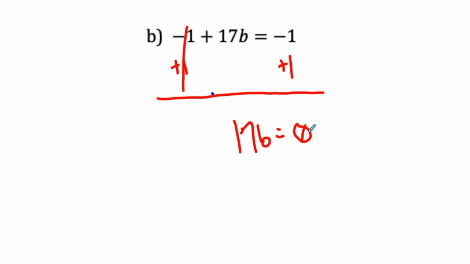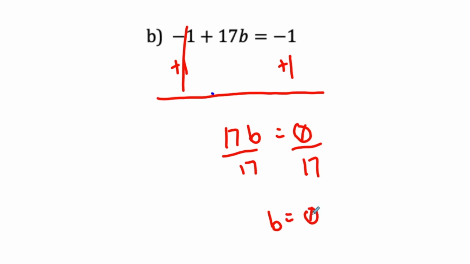This kind of looks like 176. Let me fix that because I want that to be very clearly a 17b and not a 176. So 17b. Hopefully that's a little better. All right, now we have to get b by itself. This is 17 times b. We have to do the opposite, so we will divide both sides by 17. 0 divided by 17 is 0. There's your final answer.